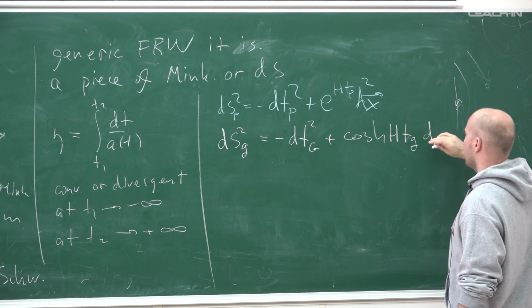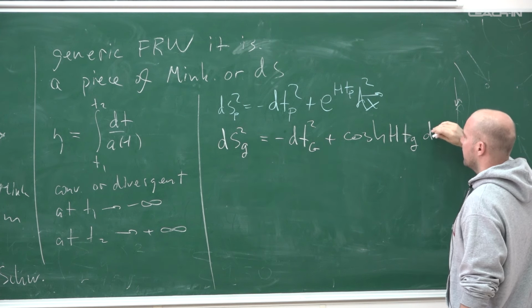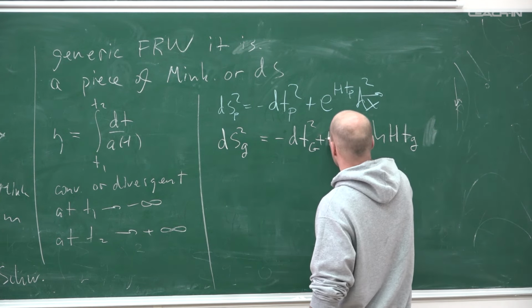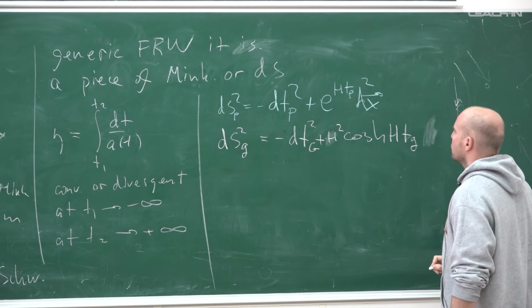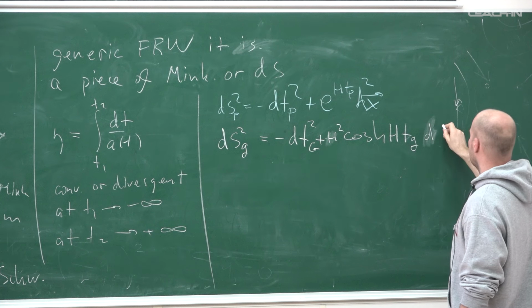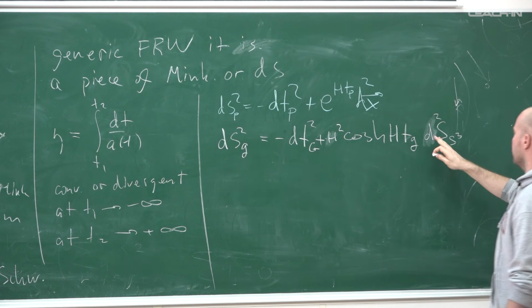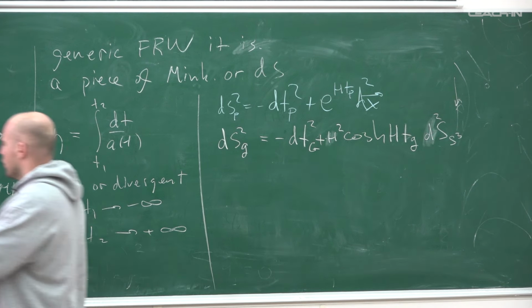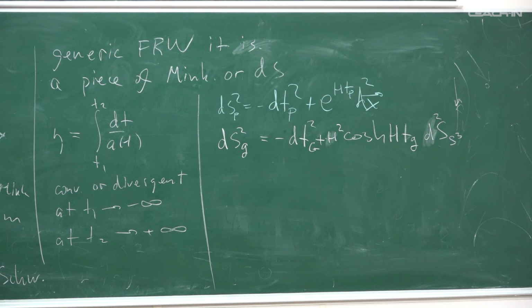And here, maybe I can put, to keep the units right, h squared here. And here I have ds of S3 squared, which is the sphere of unit radius. So that is dimensionless, the metric. So you see each white line is a three-sphere, and each blue line is an infinite plane.